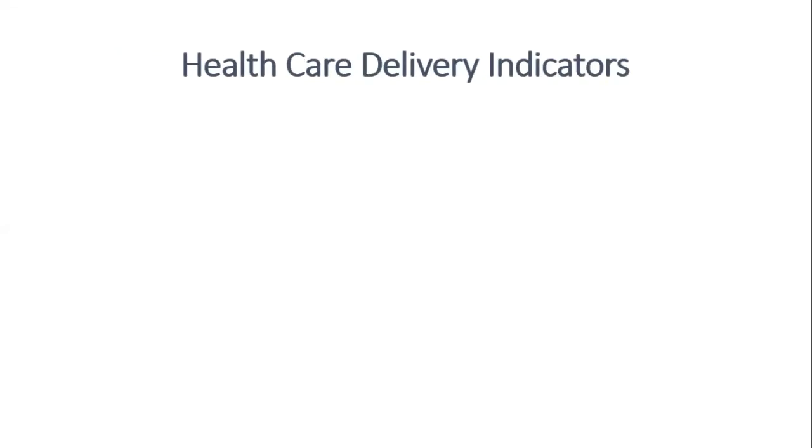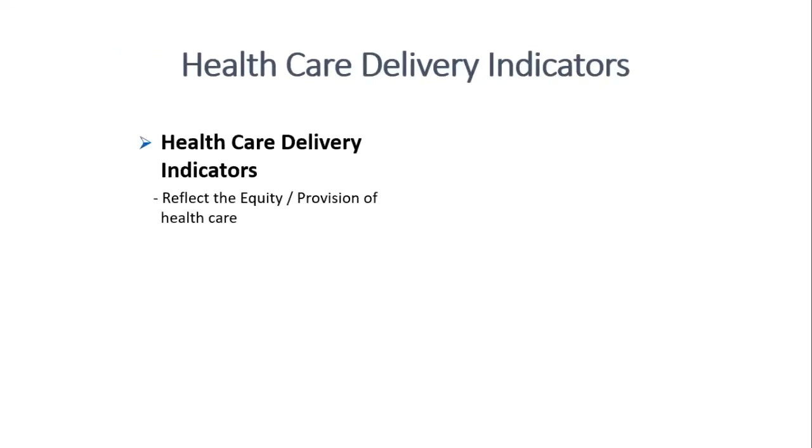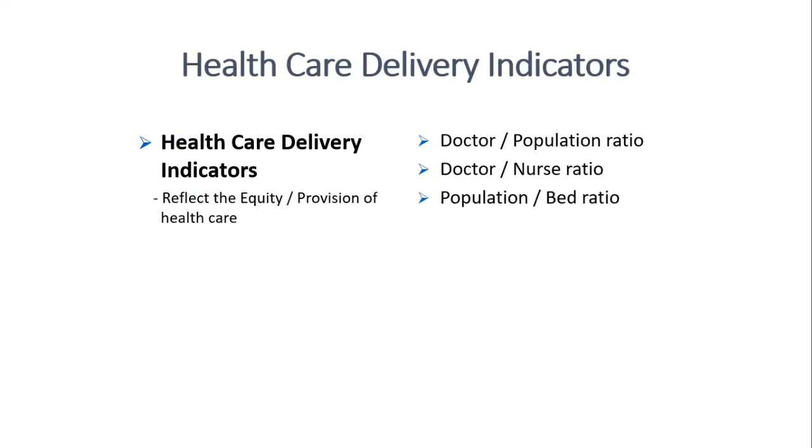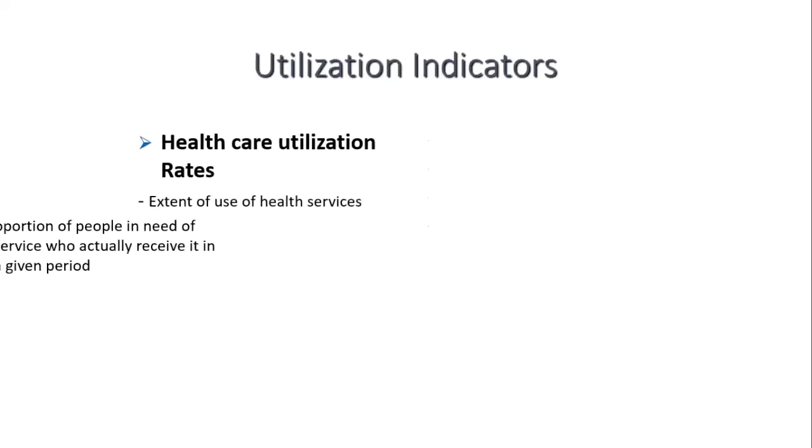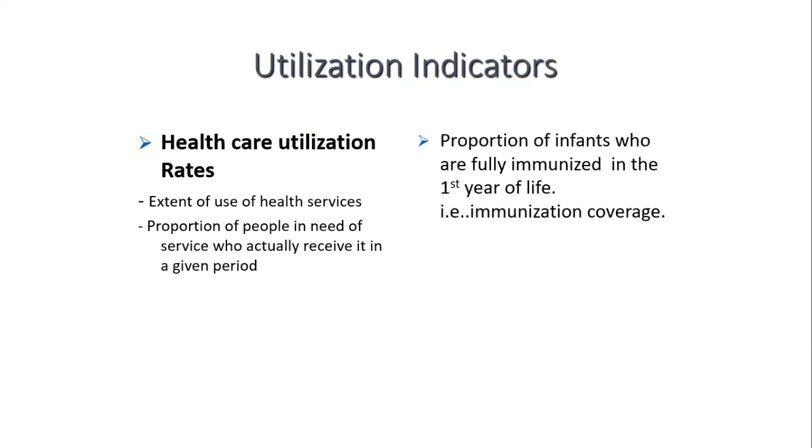As I said, anemia cases, hypothyroidism cases, night blindness cases, these are proxy indicators or indicators of nutrition. Similarly, healthcare delivery indicators: doctor-population ratio, doctor-nurse ratio, population per bed ratio, population per health center. Again, the utilization rate will be in terms of the proportion of infants who are fully immunized in the first year of life.